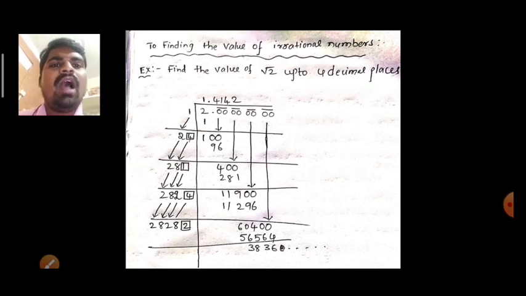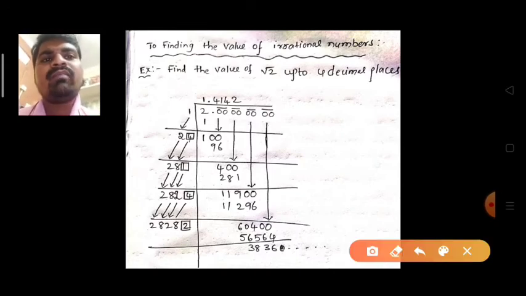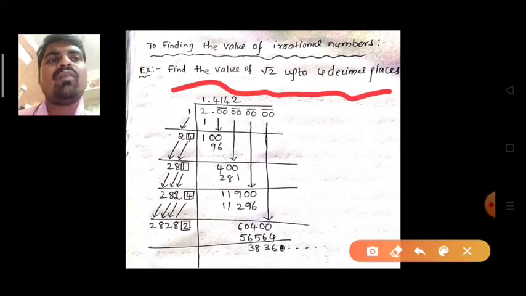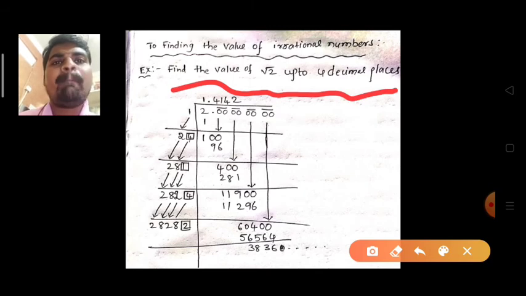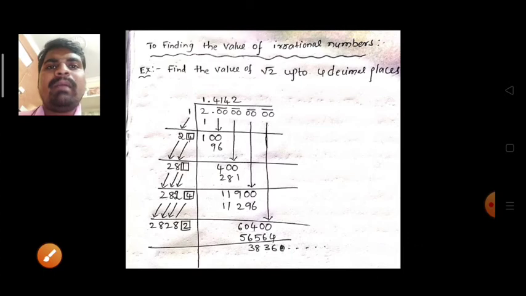How to find the value of irrational numbers? Irrational numbers, you know, are non-perfect squares. For example, here root 2 is there. First of all, what is the question once you observe? Find the value of root 2 up to 4 decimal places. Here 4 decimal places are asked for the root 2 value. So how to find? Very simple, step by step I am explaining now.